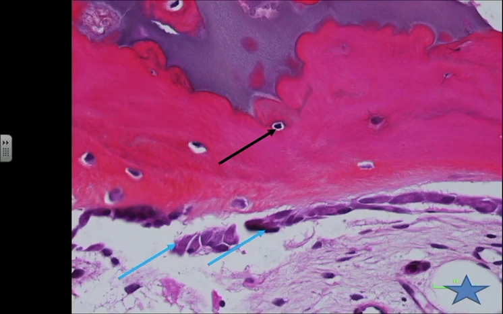Now, image 2. What is the name of the cells highlighted by the blue arrows over here? And what is their function? What is the name of the cell highlighted by the black arrow, and what's its function? What's the name of this cell that has this star in its center? What do we call this white globule? And then the last question, is this section from an adult or a child?